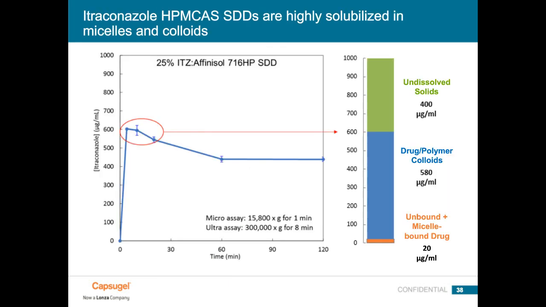So in a basic in vitro dissolution test of a solid dispersion of Itraconazole, we see that in a typical assay using microcentrifuge separation of the solids from the dissolved drug, we see a very high concentration, and in fact a concentration much higher than what we know the dissolved drug concentration can be from the amorphous solubility. So the graph on the right shows that the actual dissolved drug and micelle-bound drug is a small fraction of the total drug measured, and the majority of drug measured in this test is in the form of drug polymer colloids, shown with the blue bar.